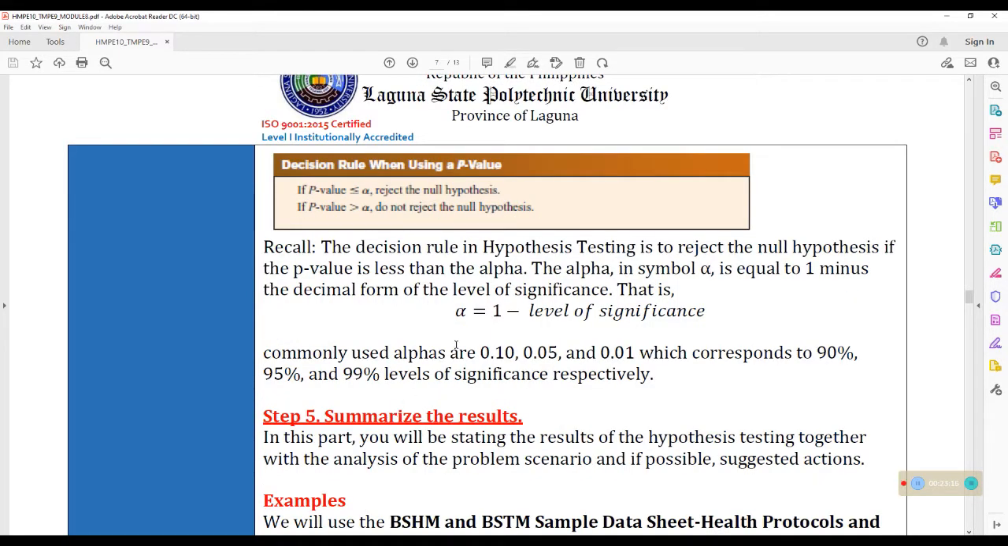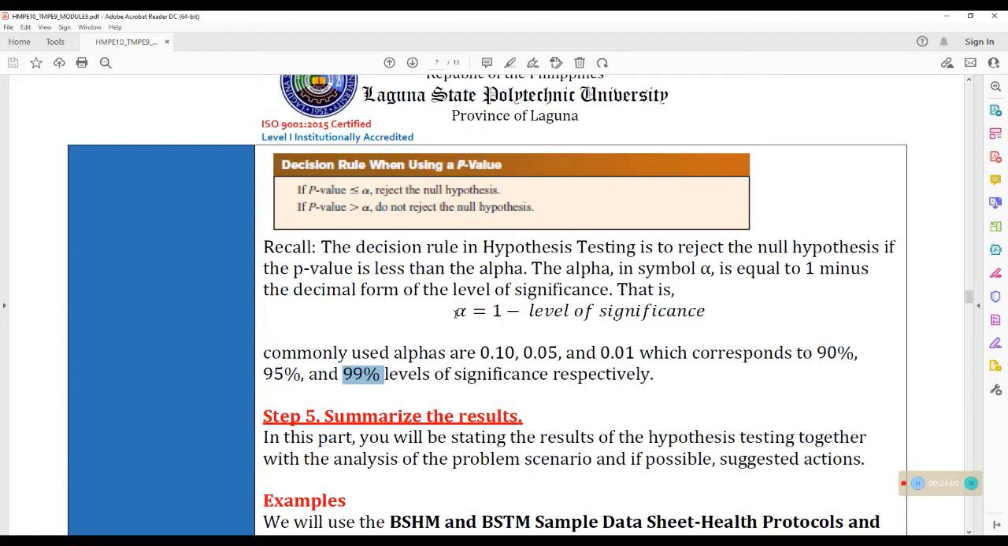Our commonly used alphas are 0.10, 0.05 and 0.01, which correspond to 90%. What is the decimal form of 90%? It is 0.90. 1 minus 0.90 is 0.10. Okay? Next, 0.95. The decimal form of 95% is 0.95, so 1 minus 0.95 is 0.05. Next, we have 99%. 99% in decimal form is 0.99. So, 1 minus 0.99 is 0.01. So, these are the commonly used alphas.